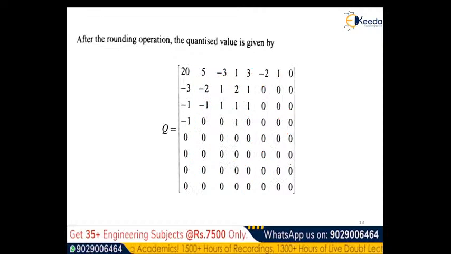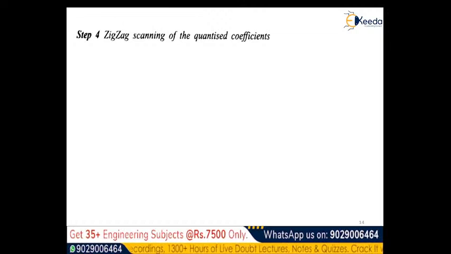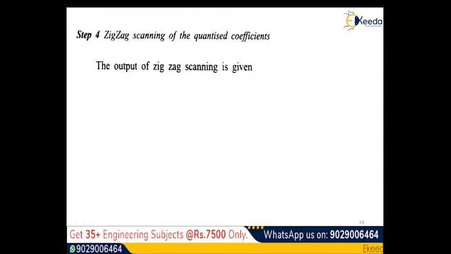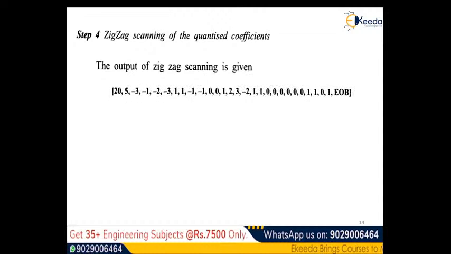Now this is the step that I am going to represent as step number 4: zigzag scanning of the quantized coefficients as shown in the previous slide. The output of this zigzag scanning we have to collect, and it is collected in a sequence. So in a one row matrix form we shall represent this particular set of values.